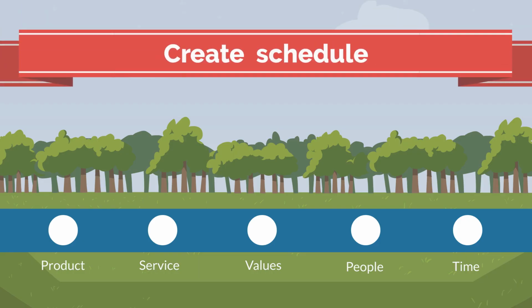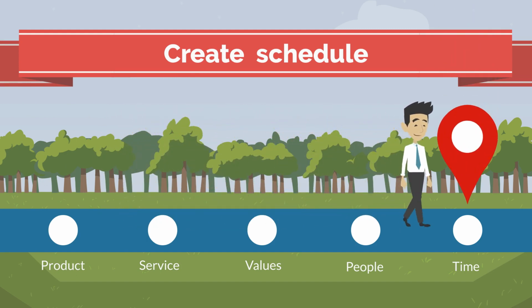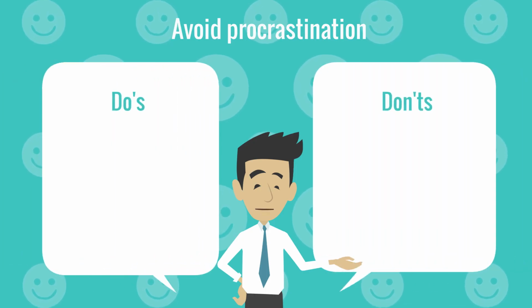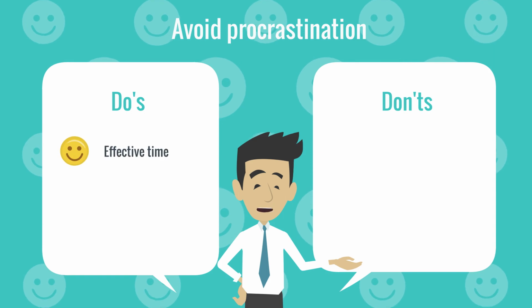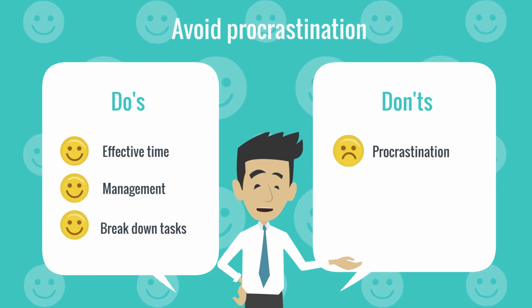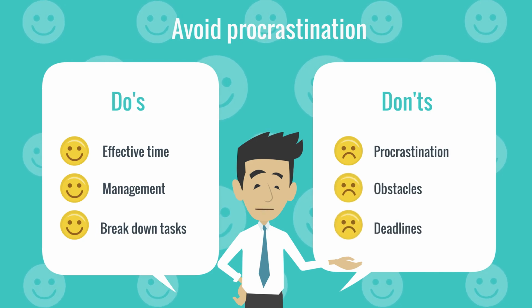Create a schedule. Once you have prioritized your tasks, create a schedule that allows you to allocate time for each task according to their importance and urgency. Be sure to include breaks and time for unexpected tasks that may come up. Avoid procrastination. Procrastination is one of the biggest obstacles to effective time management. To avoid procrastination, break down tasks into smaller, more manageable tasks, and set deadlines for each one.